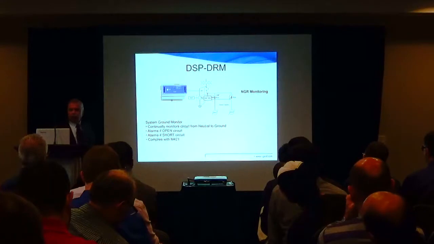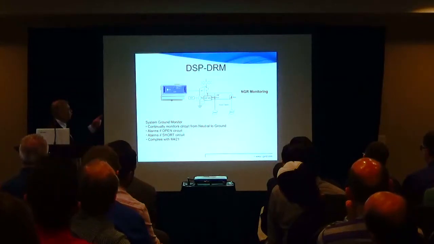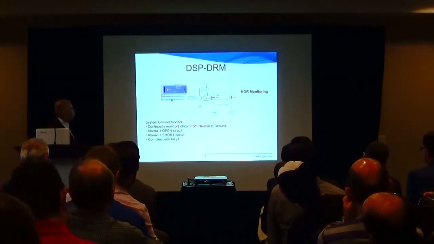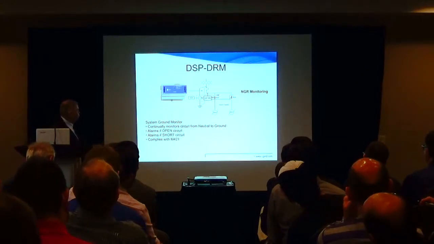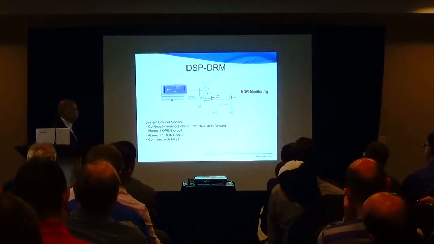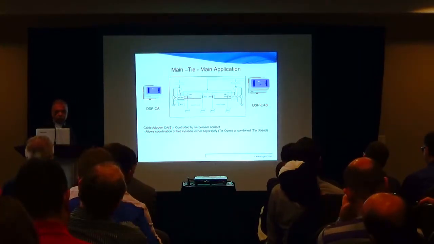Okay, so now we want to integrate NGR monitoring in that same DIN rail. We have a DSP-DRM module, which will monitor the voltage of the neutral as well as the value of current passing through the NGR. It alarms if you are open circuit, alarms if you are short circuit, complies with code 21, and complies with the current code requirements.